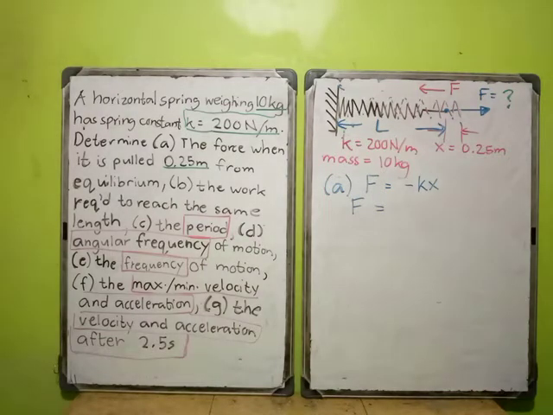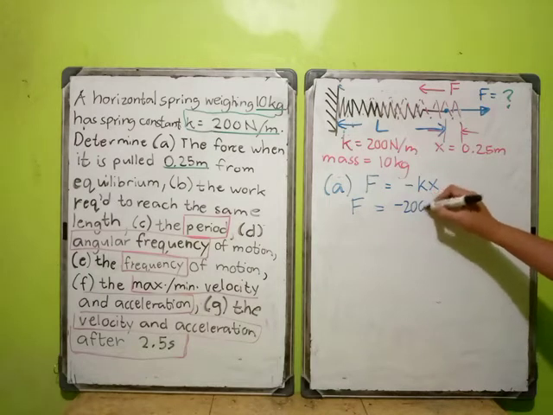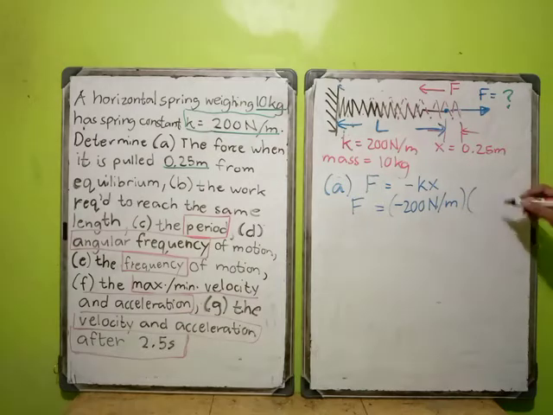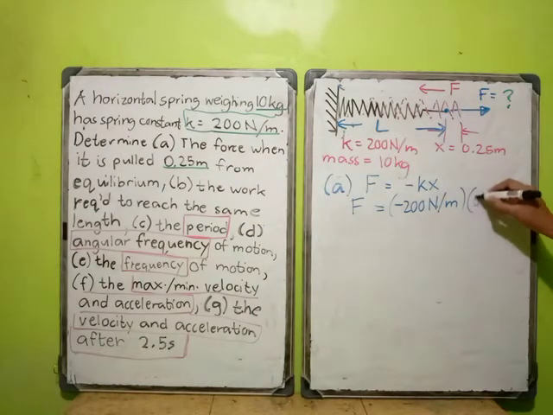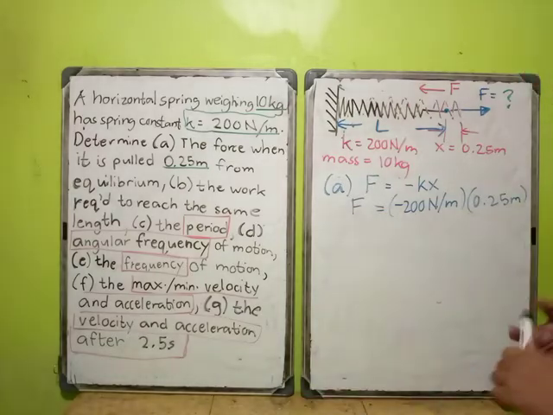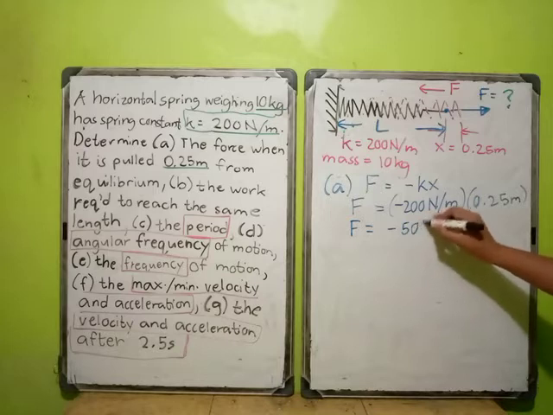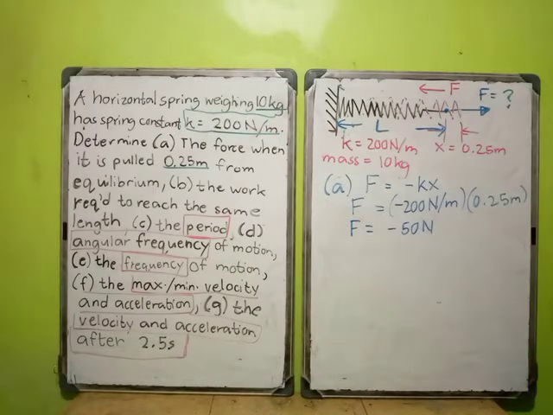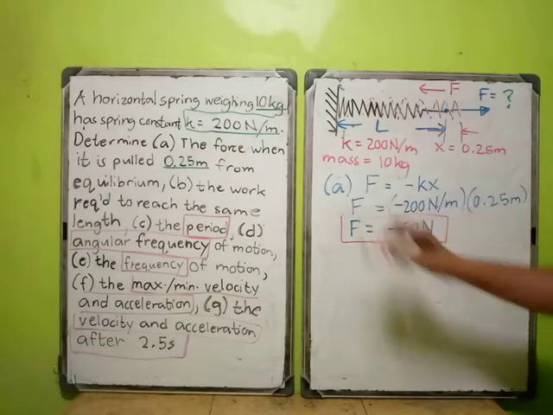Okay, so gamitin natin yan. So, negative K is negative 200 Newton per meter times this 0.25 meter. So, after that, okay, i-multiply natin. So, yung result will be F is equal to negative 50 Newton. So, ganito lang kasimple. So, ito yung sagot for letter A.